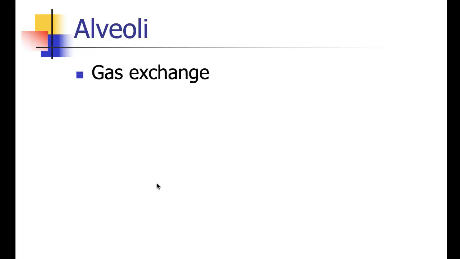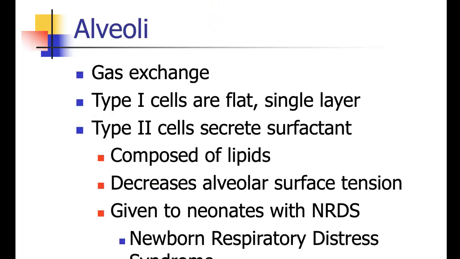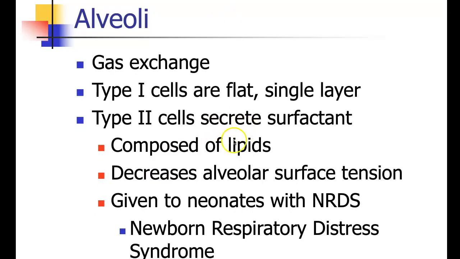Okay. So our alveoli are the site of gas exchange. The type 1 cells are flat and single layer. The type 2 cells are the ones that secrete the surfactant. And surfactant is composed of lipids. It decreases alveolar surface tension. And it's given to neonates that have newborn respiratory distress syndrome. So particularly premature infants have a problem with the type 2 cells secreting enough surfactant in order to breathe properly. So you can actually give surfactant to neonates in order to improve their breathing. So this is really important for moisture of the alveolus and adequate stretch, so you can adequately transfer oxygen from the air into tissues.